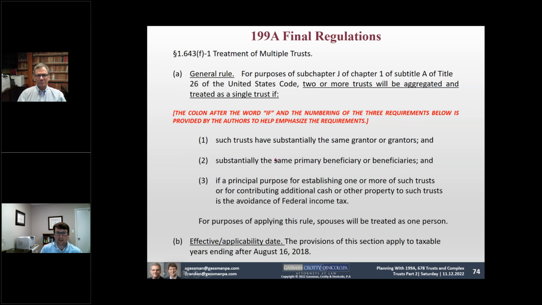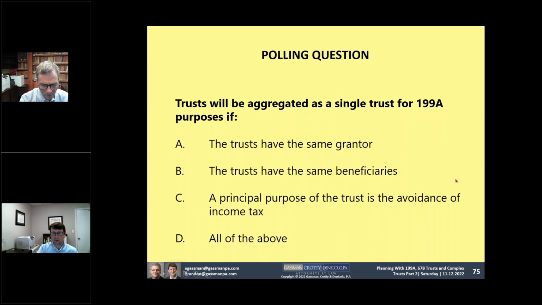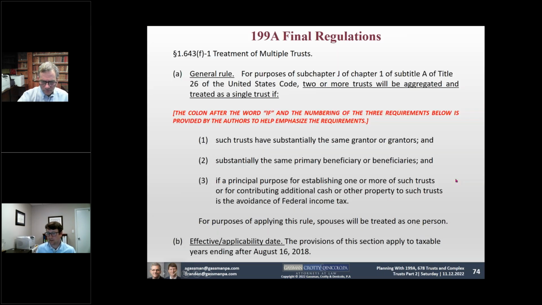So there's also good ways to get around this. One, don't have the same beneficiaries, don't have the principal purpose being avoidance of federal income tax, and you can avoid these anti-abuse rules and get some nice income tax savings each year. And we'll go through some examples as to how that works. So, Alan, any comments there before we go to the next polling question?